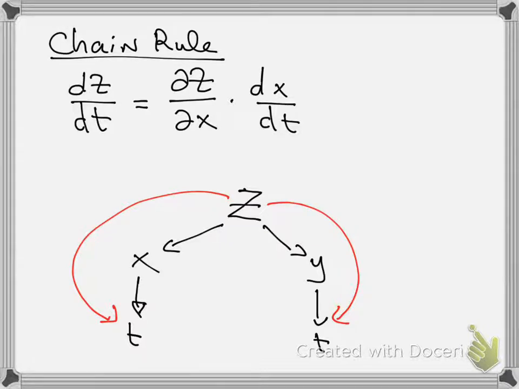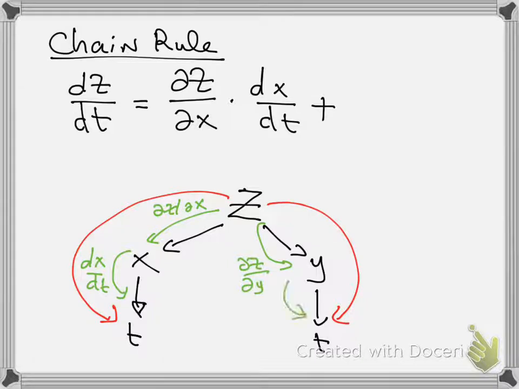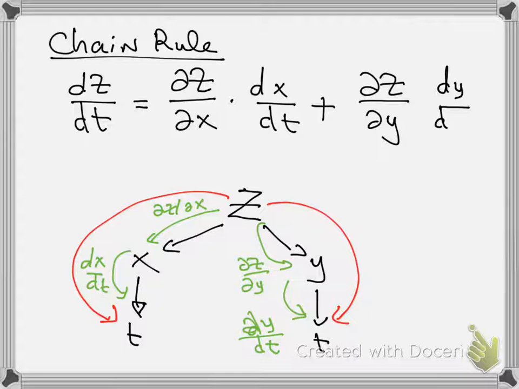So what I am saying is, if you go through this way, first it's partial z, partial x times dx dt. Now, plus, we're going to go through the second way. You can go through y, so that will be partial z, partial y, times the derivative of y with respect to t. So plus partial z, partial y, dy dt. Okay, so that would be the chain rule.